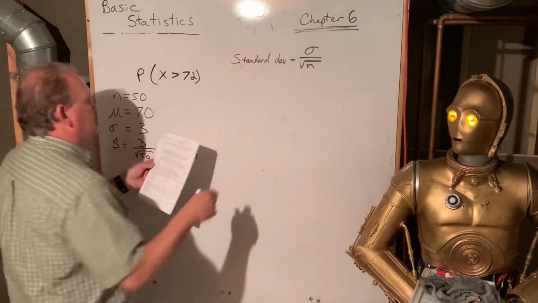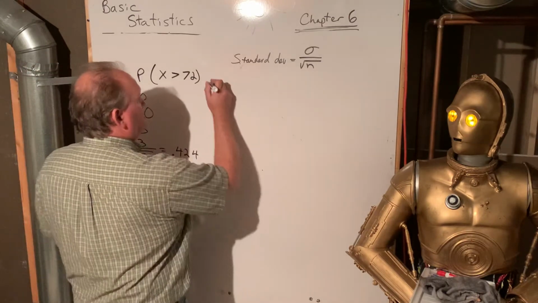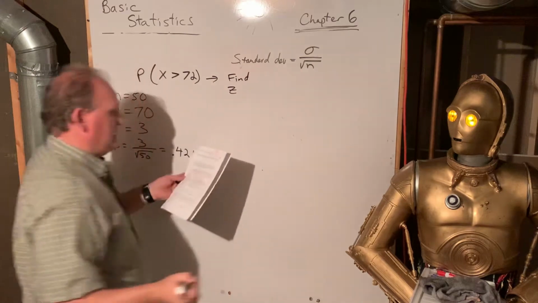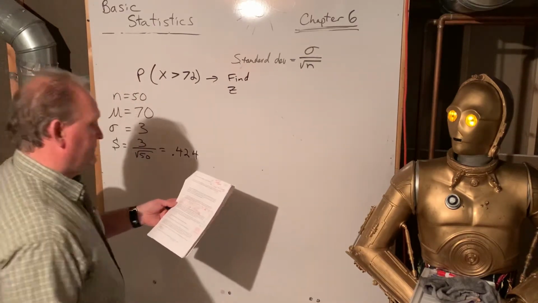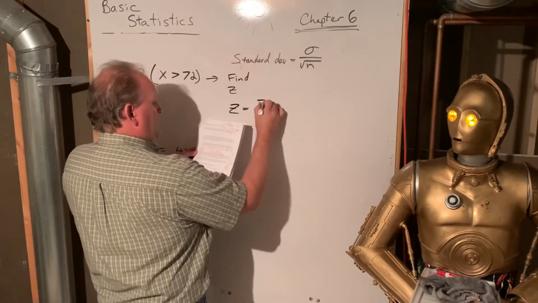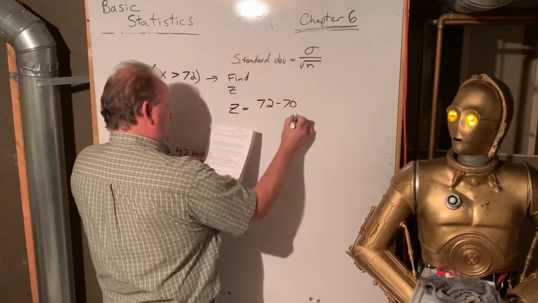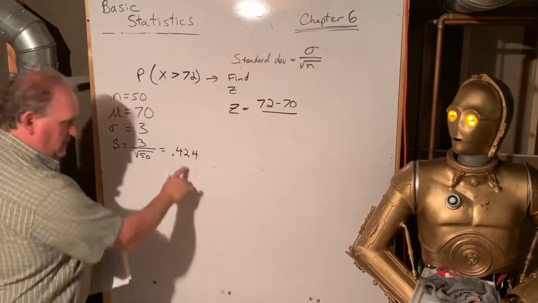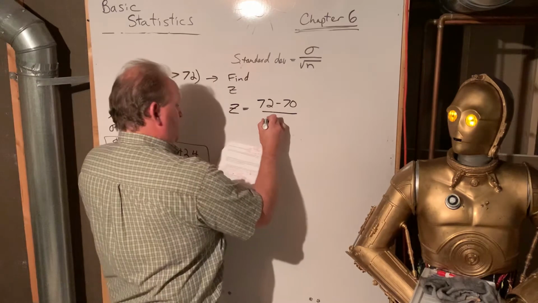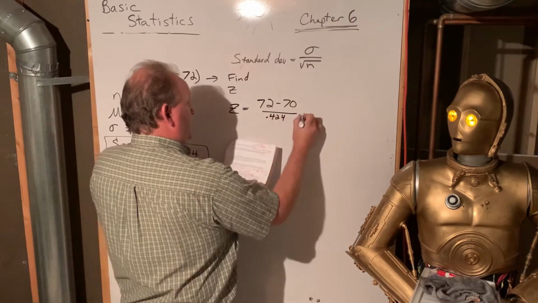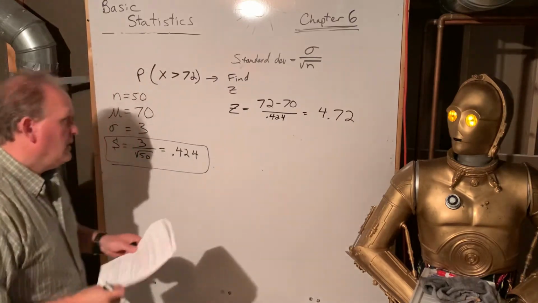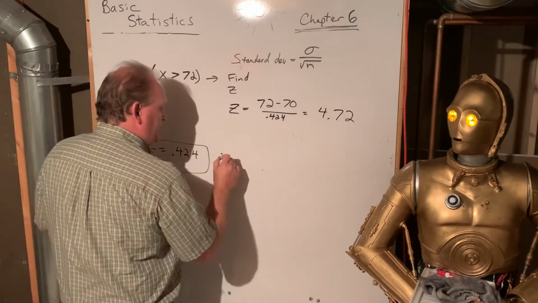All right, so let's take a look. First, we want to find Z. So remember how we find Z. We take the given minus the mean divided by the standard deviation, but we're going to use the standard deviation for the sample, not the population, 0.424, and that is 4.72. Let's draw ourselves a pretty picture.